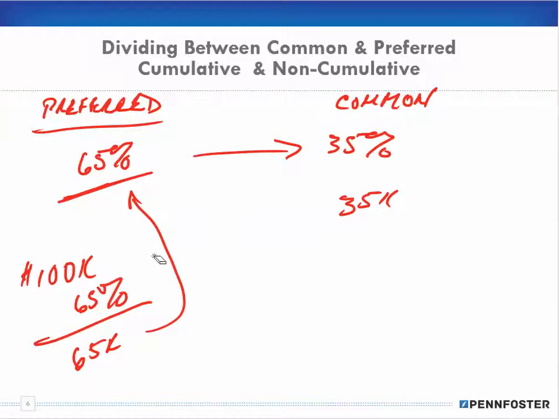Now, that's 65,000 that goes to preferred, and we treat it the same way as we did in thinking about the common here. If I have 100 shares, and let's say that the number of preferred shares outstanding is, say, let me try to figure out an easy number here.